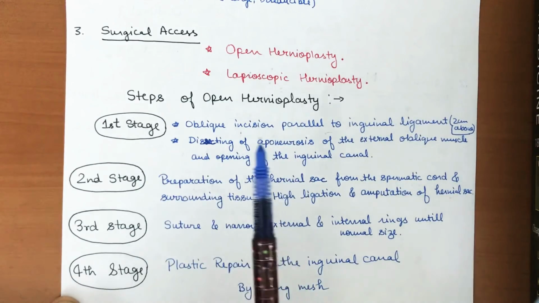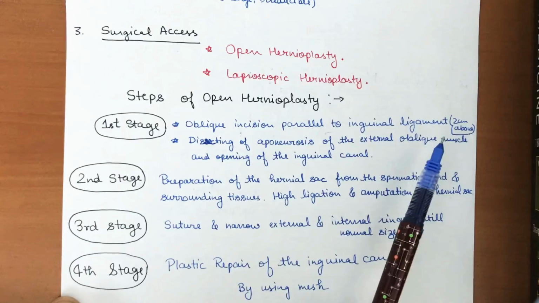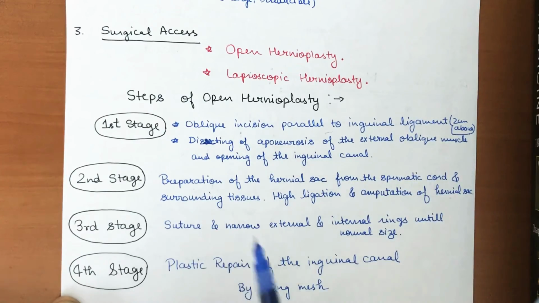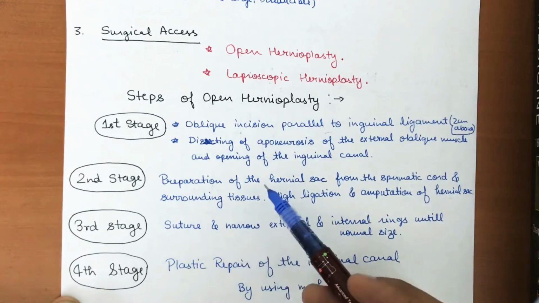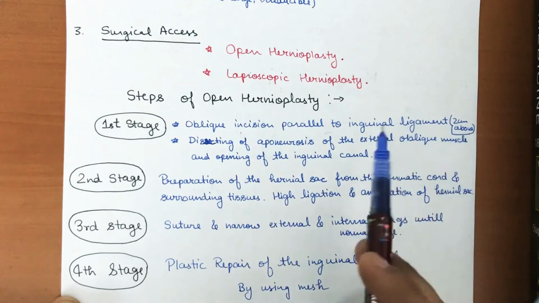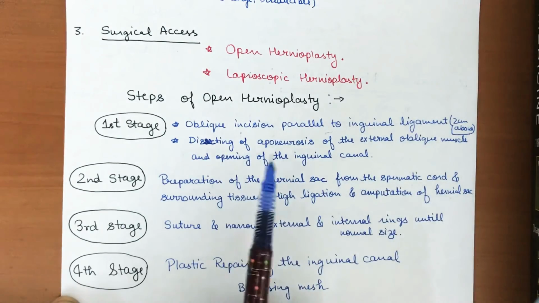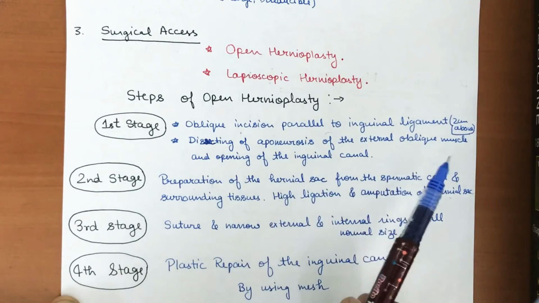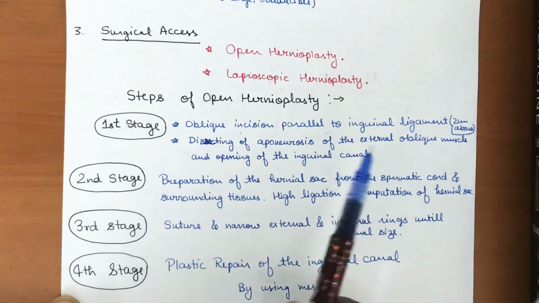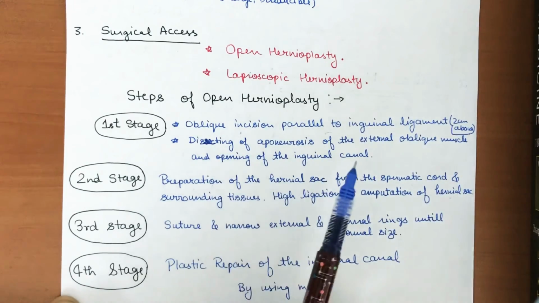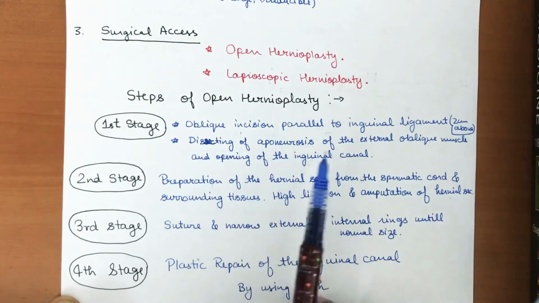In the first stage there will be an oblique incision parallel to the inguinal ligament, just 2 centimeters above it. Then we will dissect the aponeurosis of the external oblique muscle, and we will open the inguinal canal. So this is the first stage.